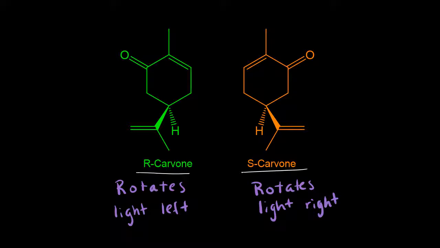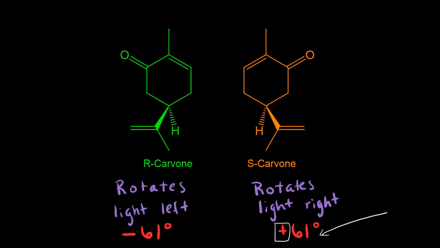So it turns out that the S-carvone rotates the light to the right, and the R-carvone rotates the plane polarized light to the left. When a substance rotates plane polarized light to the right, it's indicated with a plus sign. And so S-carvone, if you had a pure solution of this and exposed it to plane polarized light, you would see that the light would be rotated plus 61 degrees.